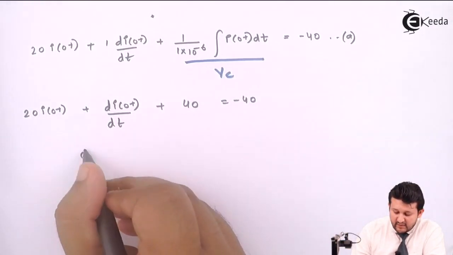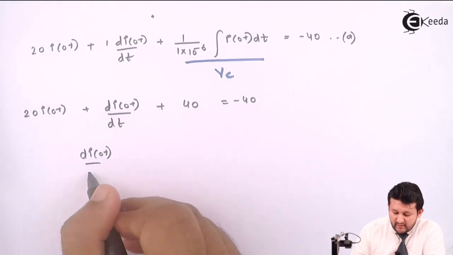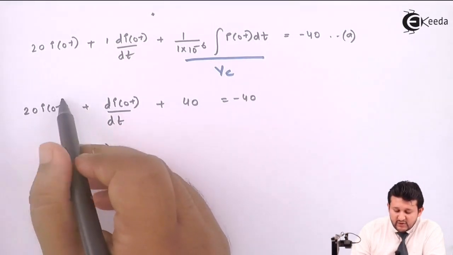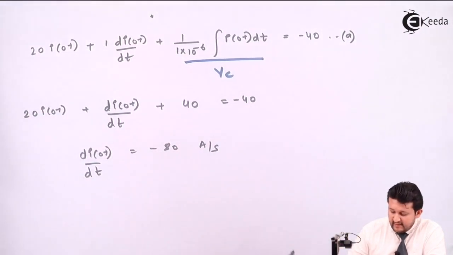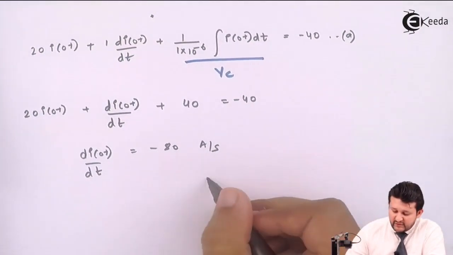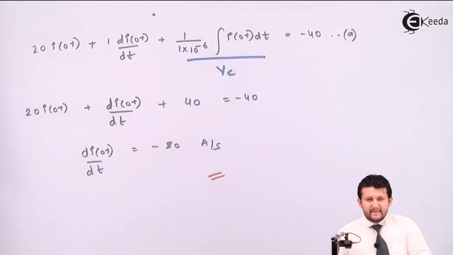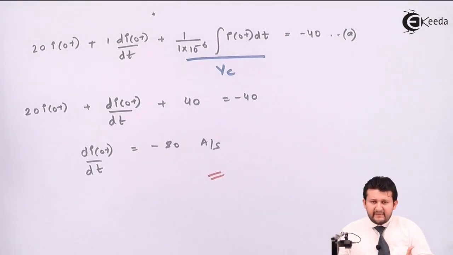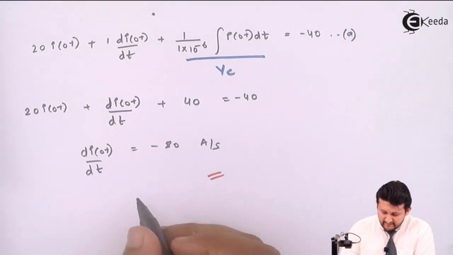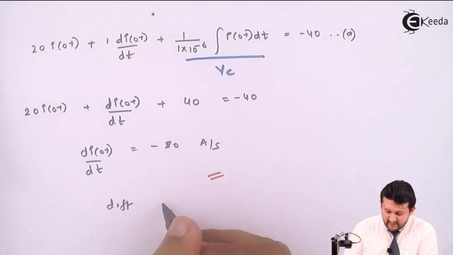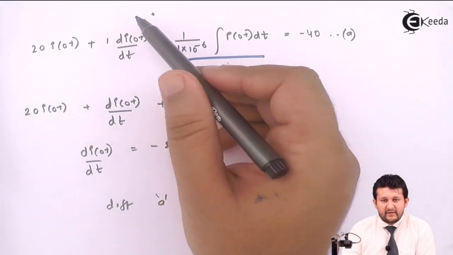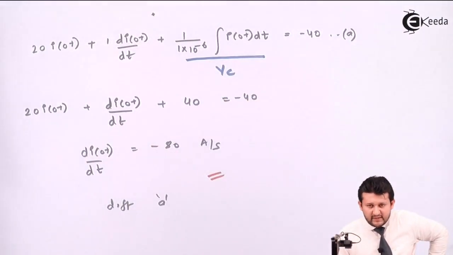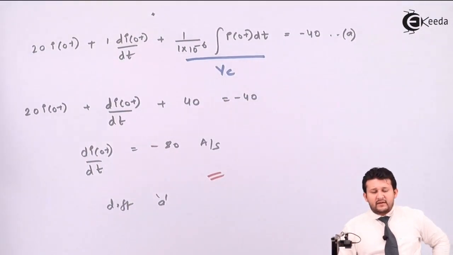Shift everything to that side, so you'll get the value for di of 0 plus upon dt. The i of 0 plus value which you got is 0. So the value which you will be getting is minus 80 amperes per second. That's the value which you got by solving. So you need to find the value for i, di by dt and d square i upon dt square. For finding d square i upon dt square, I need to differentiate A. Since it is having di by dt, if I differentiate this, I'll be getting d square i upon dt square. So let's differentiate equation A.